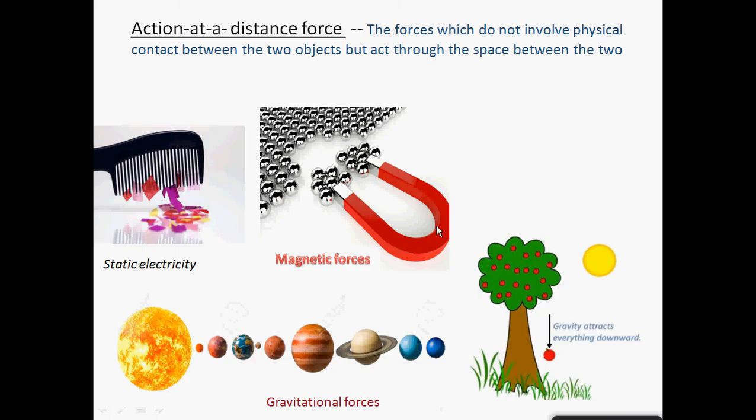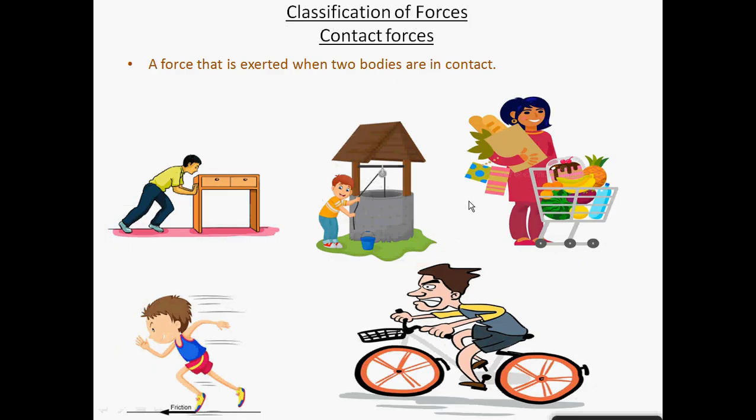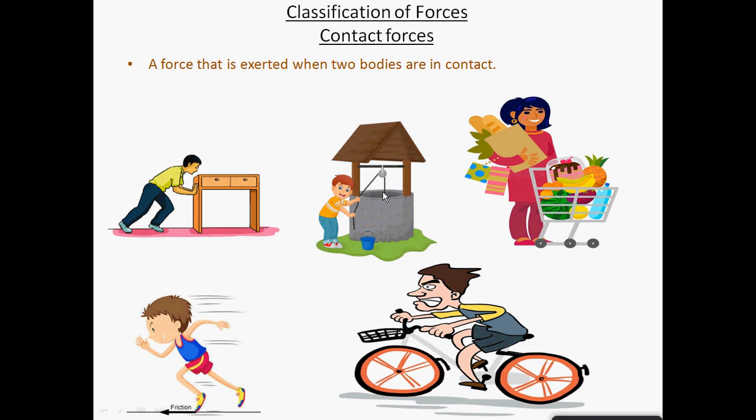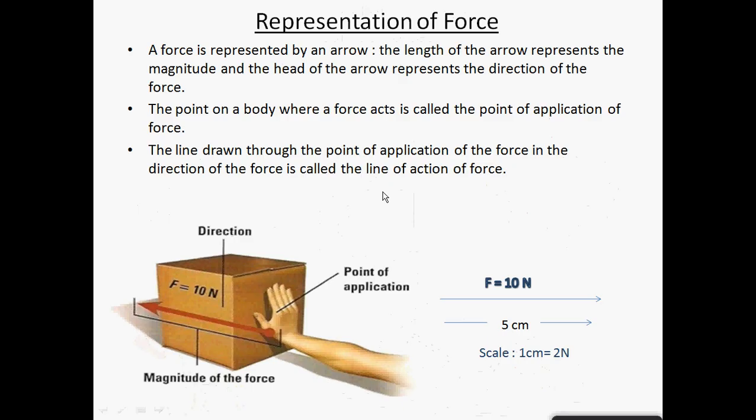So these are the examples of two types of forces, that is contact forces and, students, action at a distance forces. So I think you have a basic idea about both these forces, and I want you to write more examples of the different kinds of contact and action at a distance forces. Please also understand properly how to represent a force, which is represented by a line pointing in a particular direction. The length of the line represents the magnitude of the force, and the direction in which the arrow is pointing will be the direction of the force.